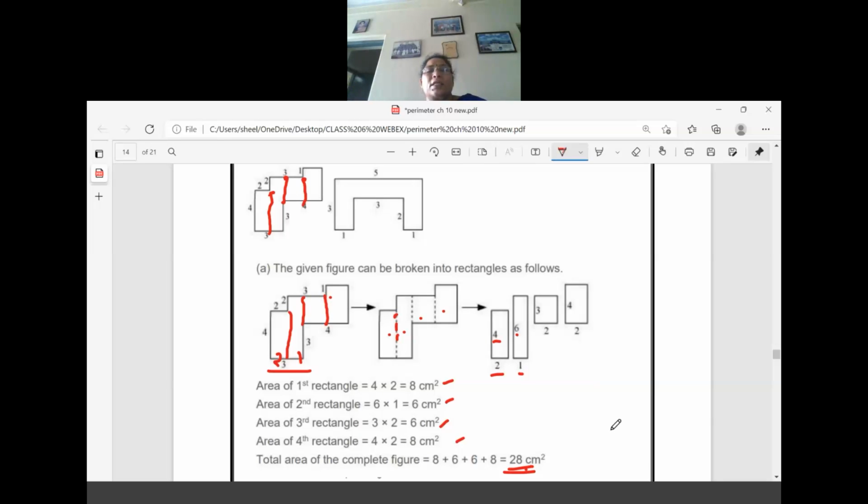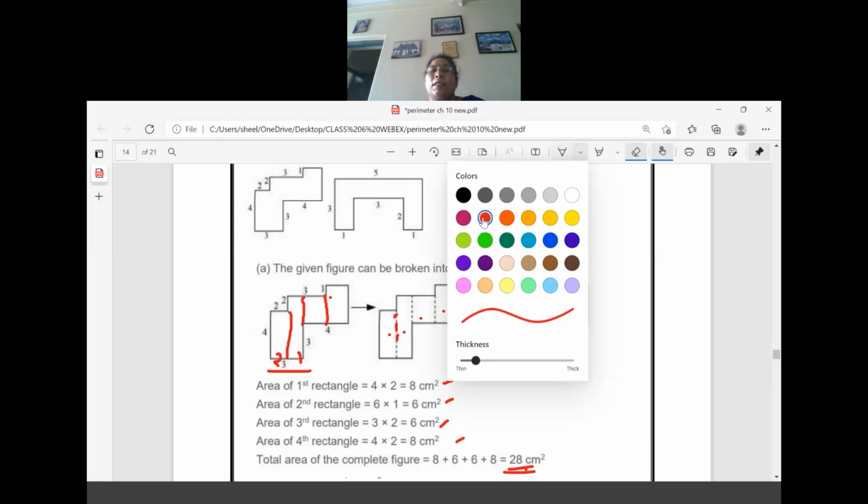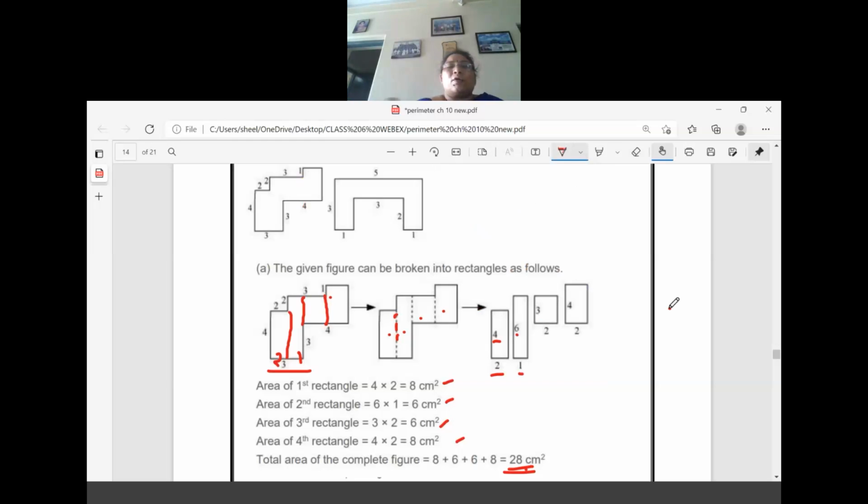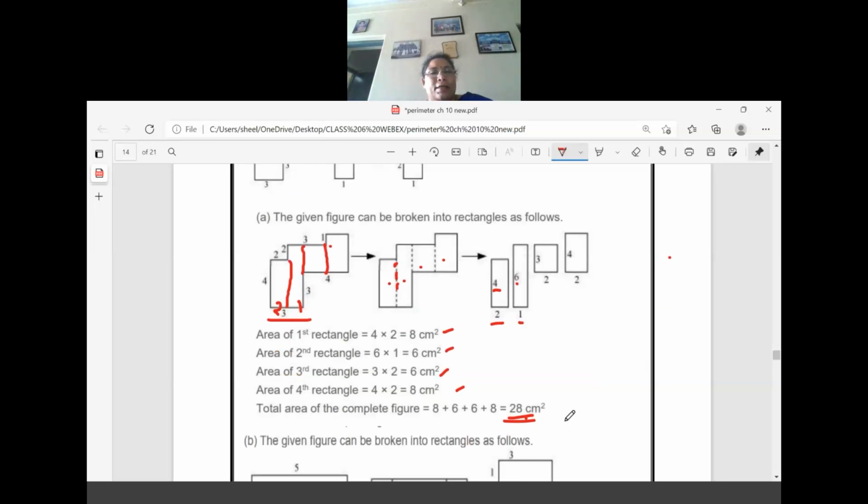It is not necessary that you divide in the same way I have done; however you calculate, the area remains the same. Here also we can divide like this, and here we can make another division. Whichever is convenient for you, you can divide that way. Here we got four rectangles, calculated each rectangle's area, and added them for the total.